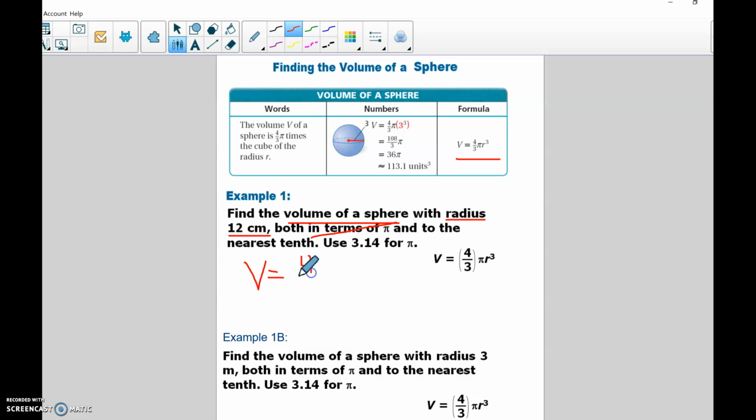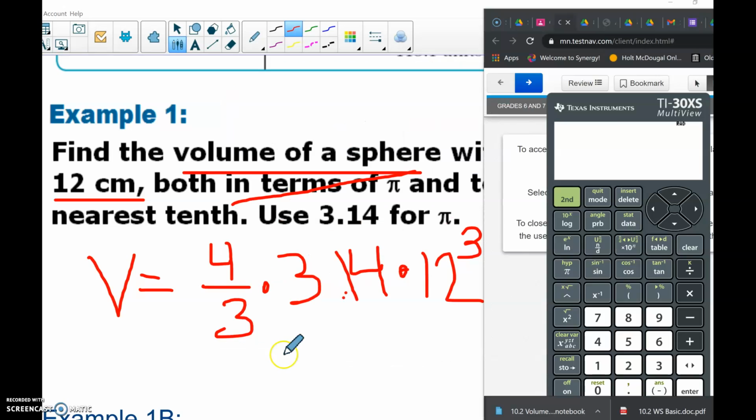We're just going to do 4/3 times pi, which we'll use 3.14, and the radius is 12. And don't square it, we're going to raise it to the third power. So let me just pause this for a second. I'll open up the calculator so I can show you how you do the third power.